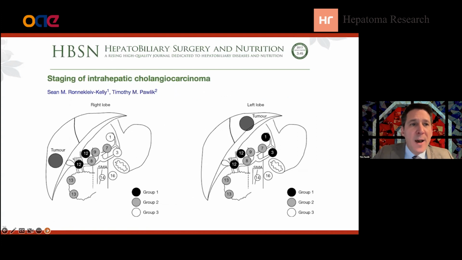When performing a lymphadenectomy, however, it is important for the surgeon to understand that there is some laterality to how the lymphatic system drains in the liver. And we routinely should harvest nodes from station 12. But if the lesion is in the left hemiliver, one should also harvest stations 1 and 3, compared to when the lesion is in the right liver, when one should harvest station 13.